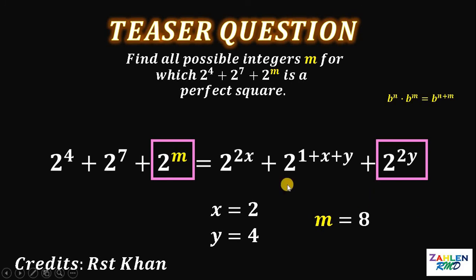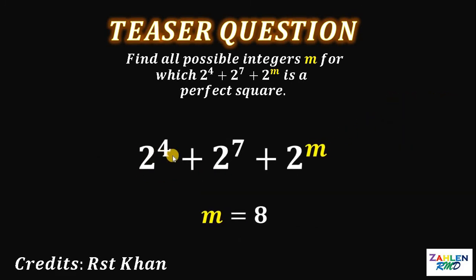Therefore, we can say, to make the expression 2 raised to the 4th power plus 2 raised to the 7th power plus 2^m a perfect square, m must be 8.